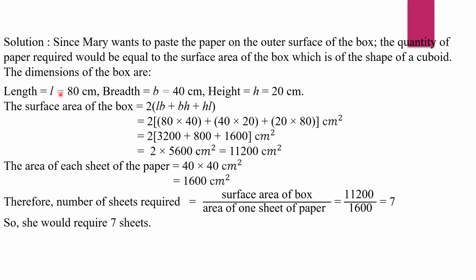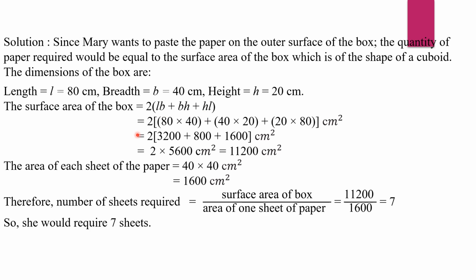Right. The dimensions of the box are length, L = 80 centimeters, breadth, B = 40 centimeters, height, H = 20 centimeters. Okay, my children. Then the surface area of the box is equal to 2(LB + BH + HL). Okay, my children, do you remember this formula? Surface area of the box formula? Yes. So in this formula, let us substitute L, B and H.